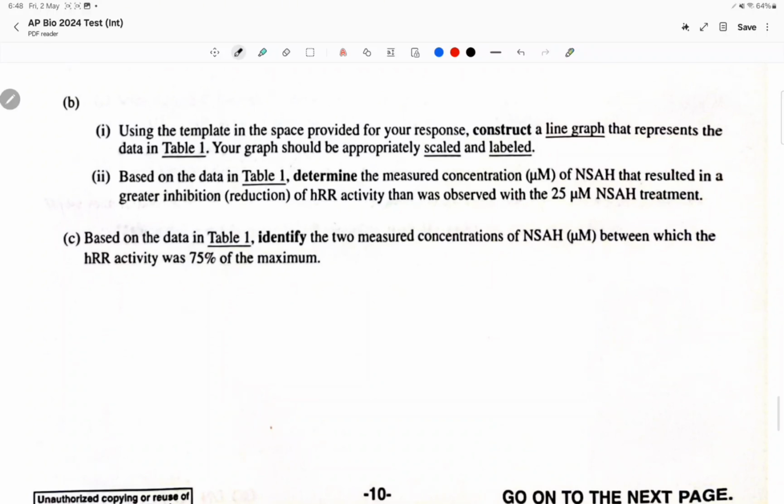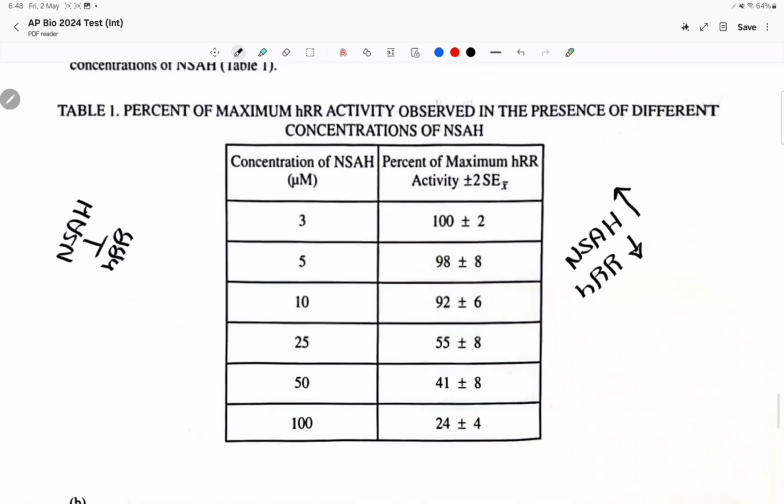B1. Using the template in the space provided for your response, construct a line graph to represent the data in Table 1. Your graph must be scaled and labeled. So, before we do the graph, it's important to take care of the error bars, meaning the plus and the minus. So let's go ahead.